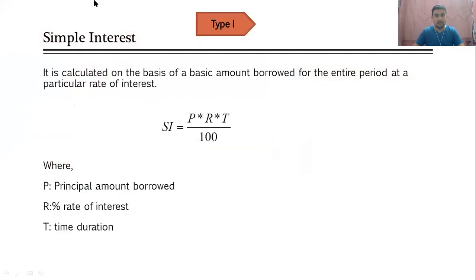What is simple interest? It is calculated on the basis of the basic amount borrowed for an entire period at a particular rate of interest. So SI means simple interest. It is calculated as P into R into T divided by 100, where P is the principal amount borrowed, R is the percentage rate of interest, and T is the time duration. So you have to remember this formula. This is the formula to calculate simple interest.